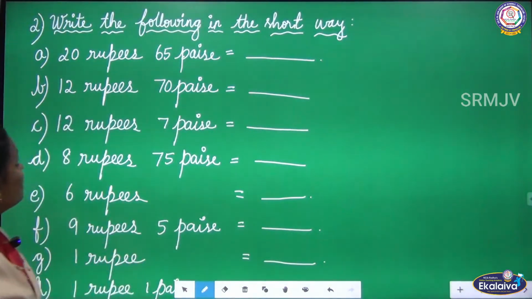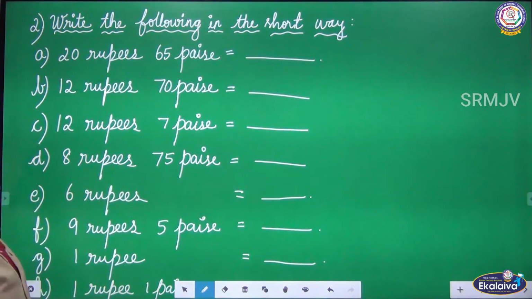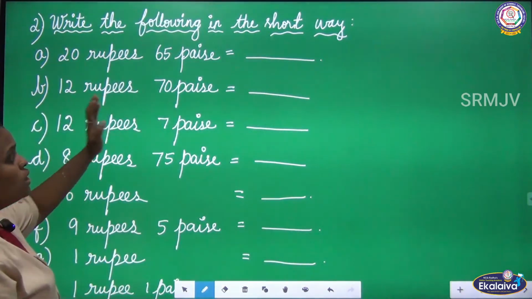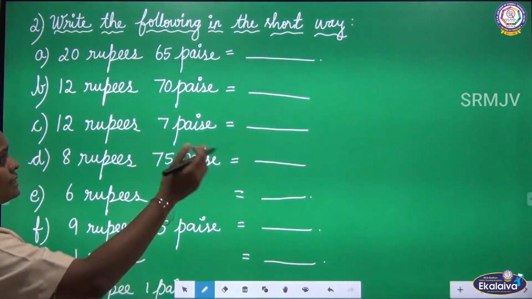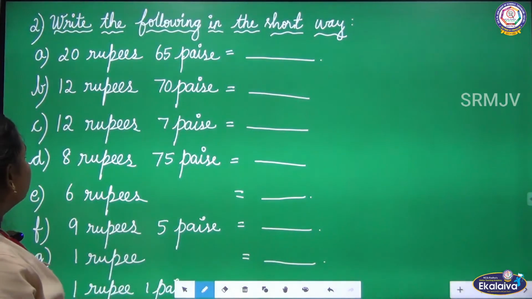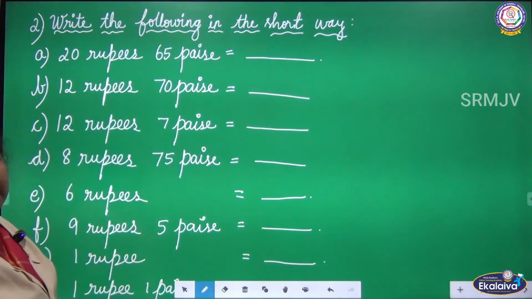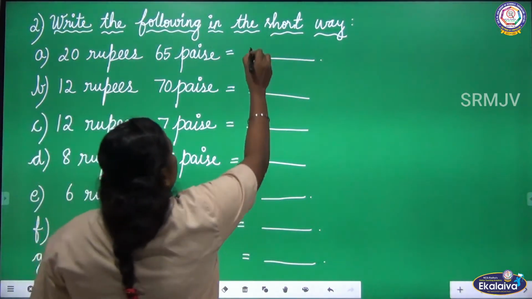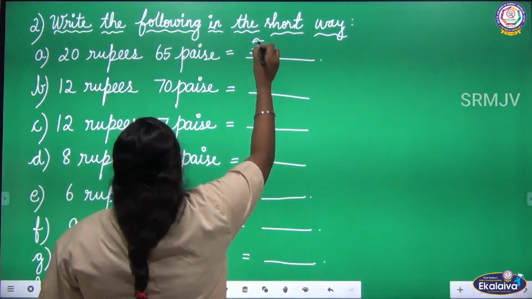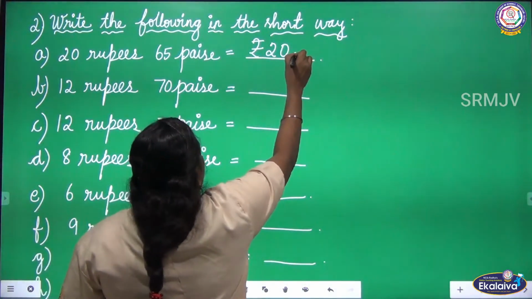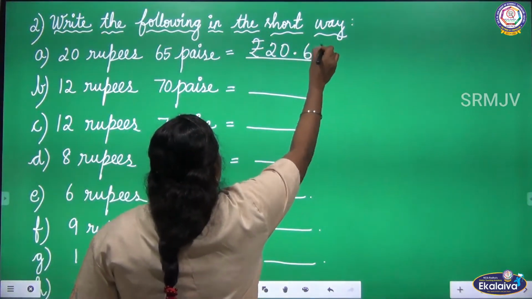Next one, write the following in the short way. So we are going to write this in the short way, same like that. Rupees left side and then right side we are going to write the paise. So they have given first one is 20 rupees 65 paise. So you write the rupees symbol, then 20 rupees, then put the dot, then 65 paise.